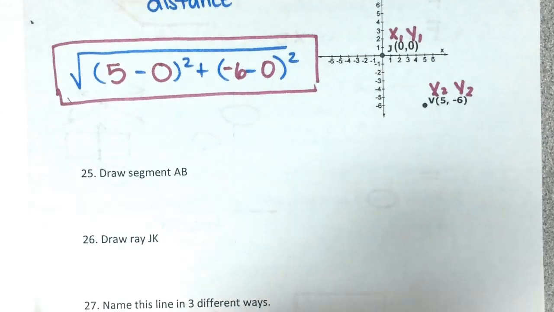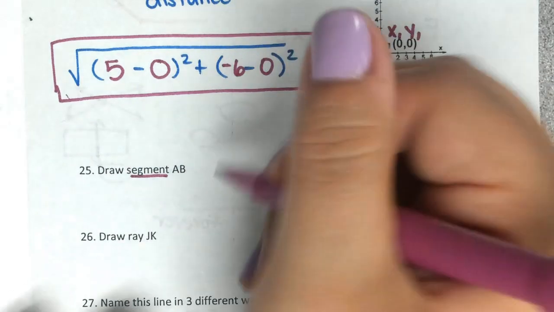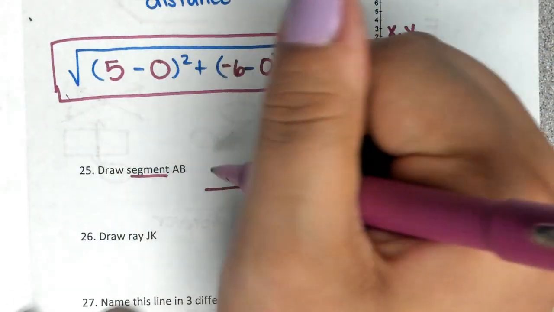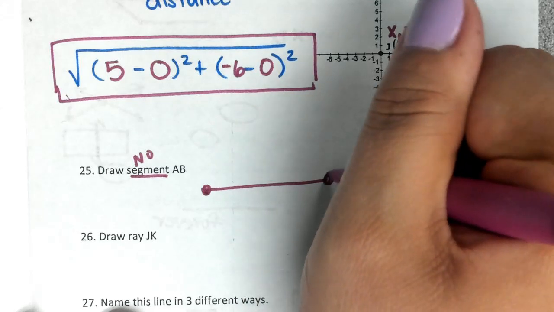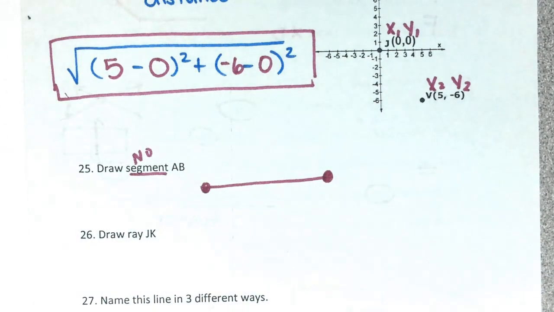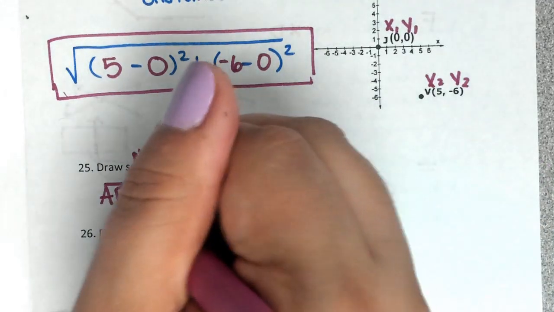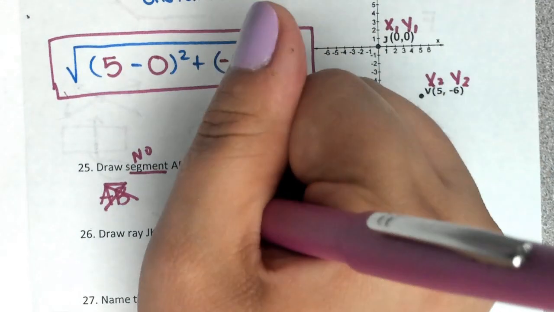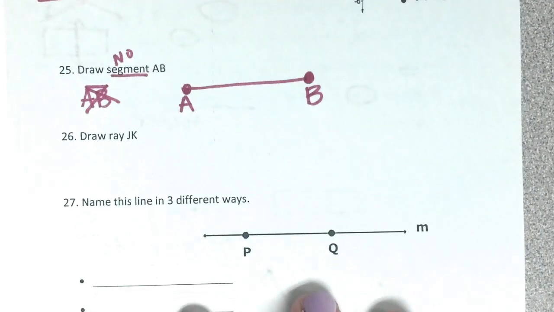Next, it says draw a segment. What does a segment mean? A line with a dot, no arrows. A segment means no arrows. Make sure it's big. When you draw it, don't draw notation. You're drawing this, and you need an A and a B. Please don't put anything after the dots.